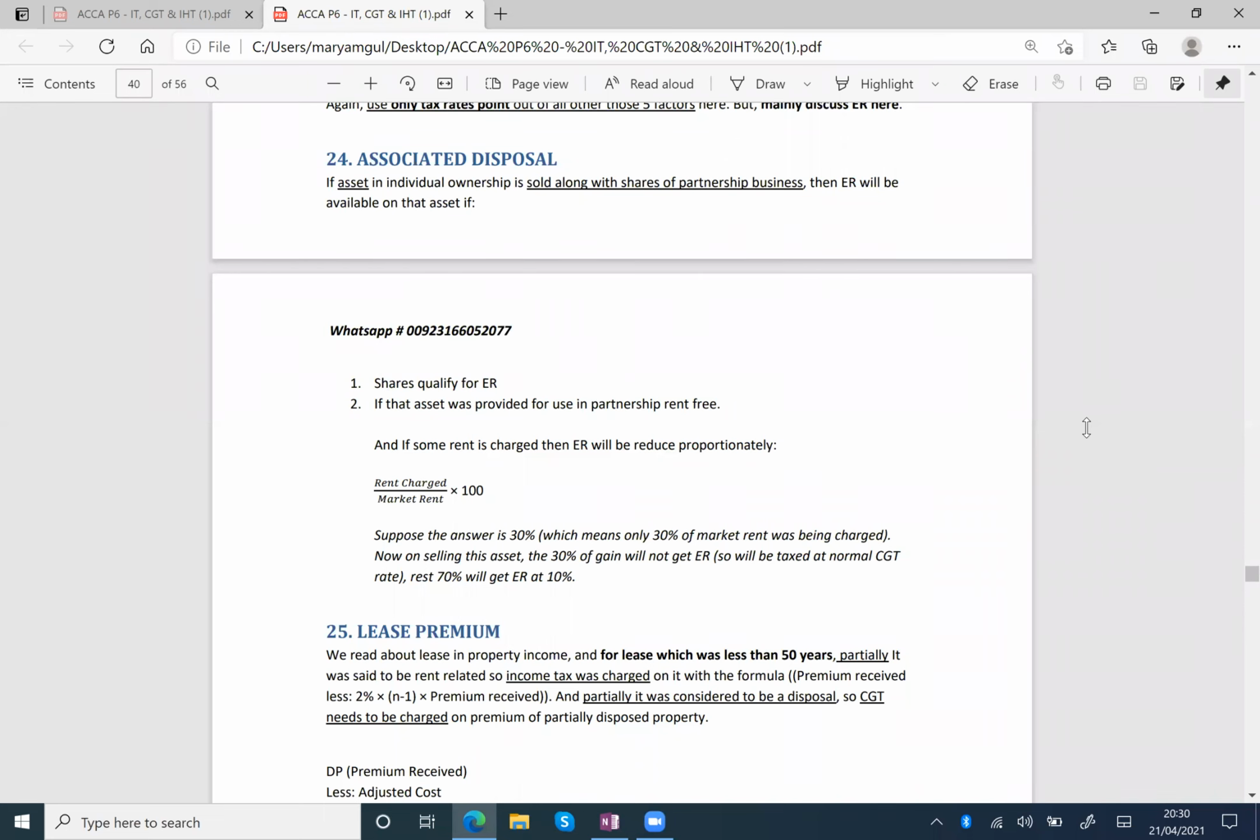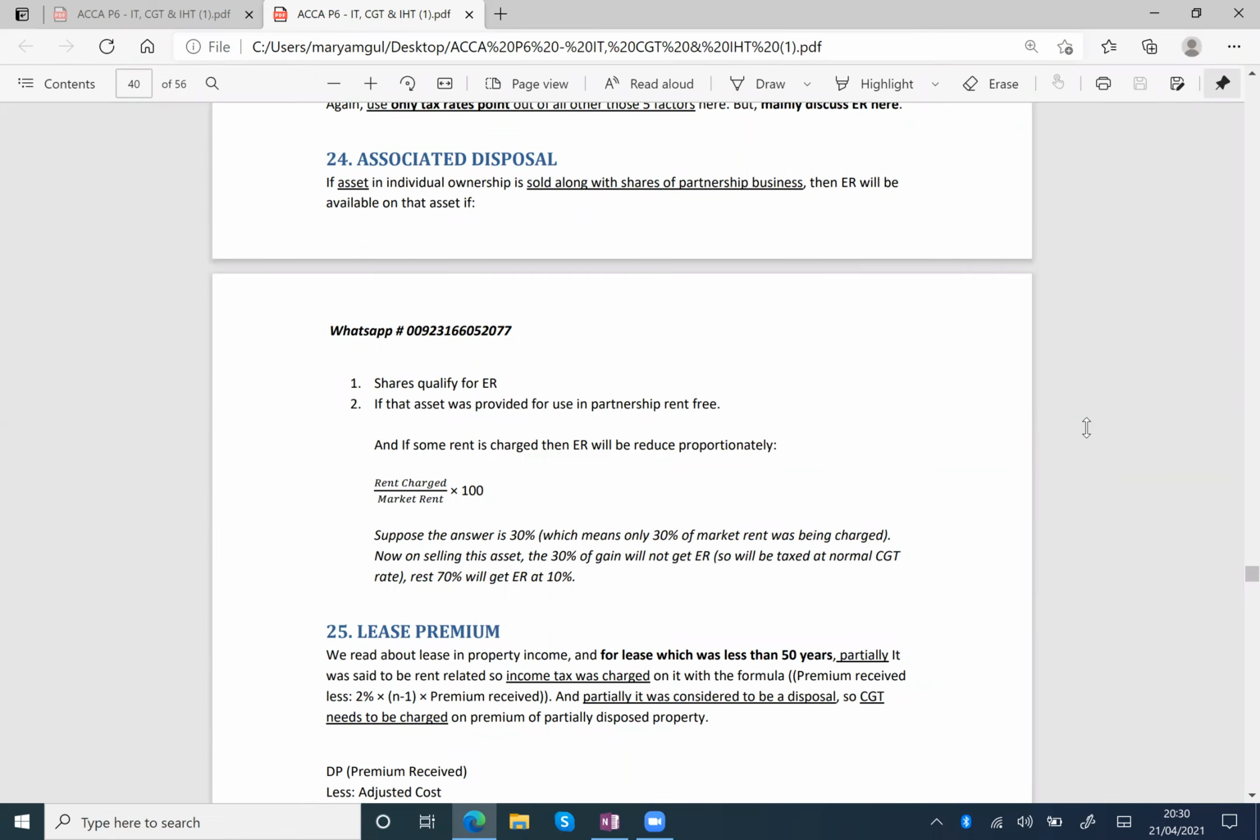So, if I sell the shares of the business and I also want to sell the asset which all partners are using in the business, my personal asset. Shares qualify for business asset disposal relief. The previous name is entrepreneurs' relief, ER, but now it is business asset disposal relief. Whenever I sell the share of the business, I will qualify for business asset disposal relief.